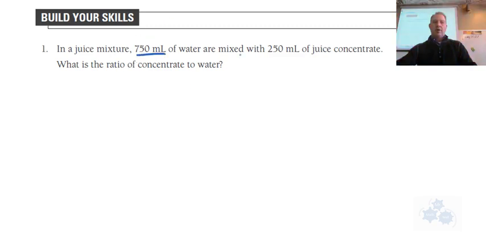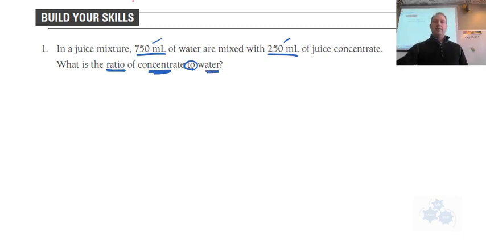750 milliliters of water are mixed with 250 milliliters of juice concentrate. So if you're making juice for the family picnic, you might see on the can of juice or on the big container of juice that you need 750 milliliters of water for every 250 milliliters of juice concentrate. That would be the mixture. What is the ratio of concentrate to water?